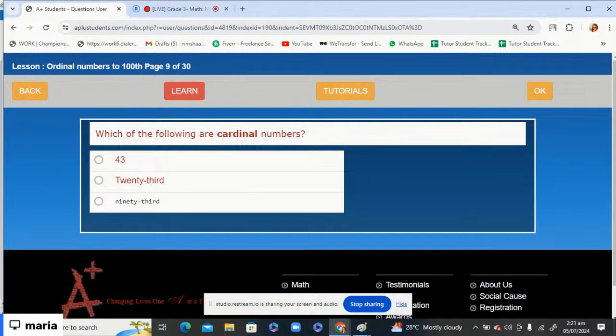So I hope you guys understand this lesson as well. So you can solve the rest of the test questions by yourself. Now let's do the next lesson.